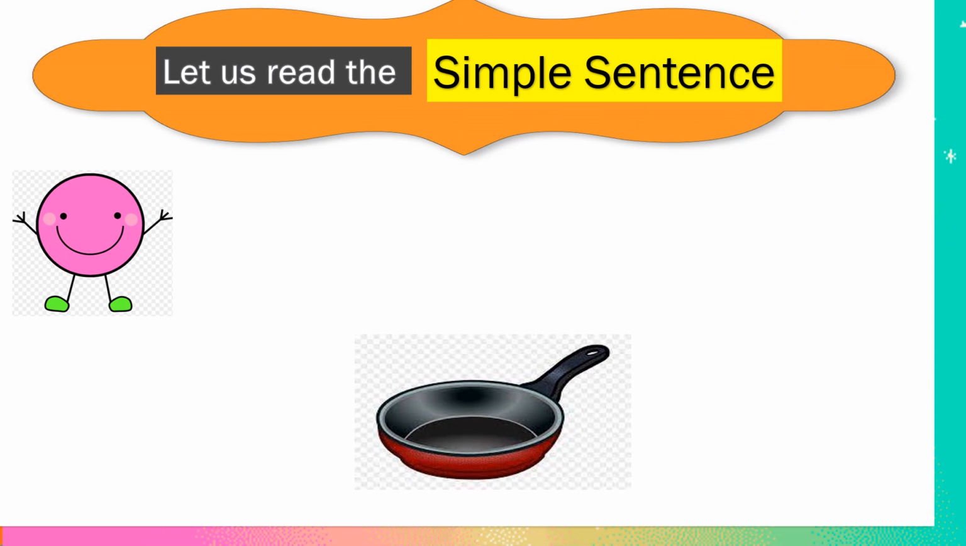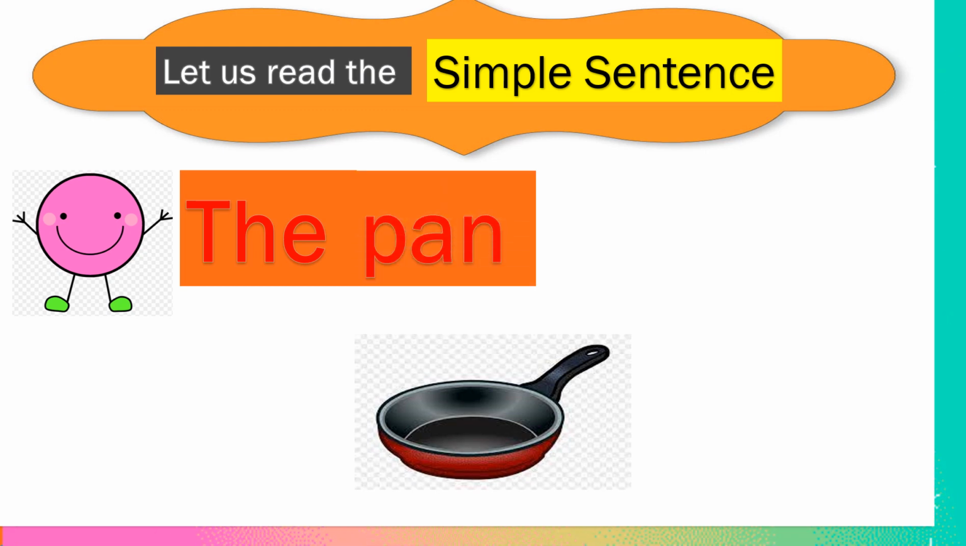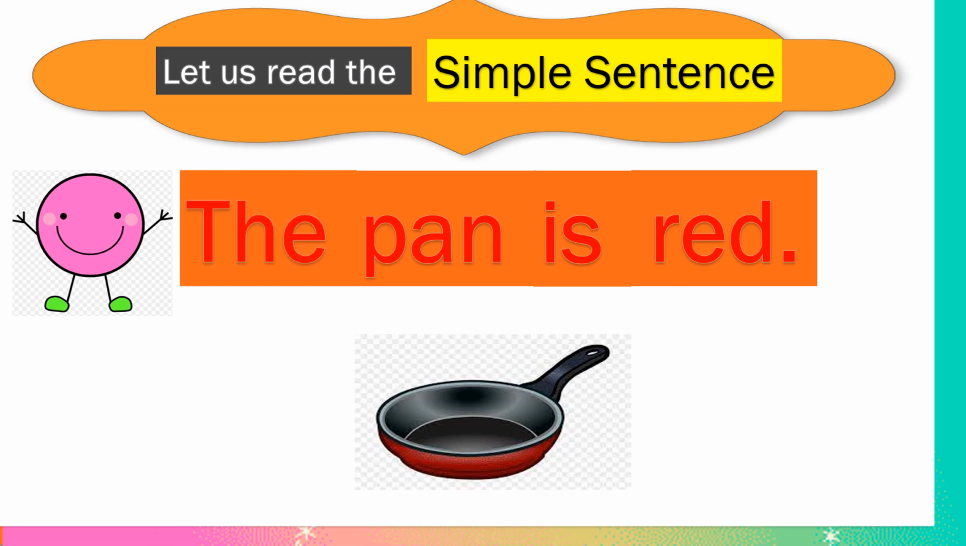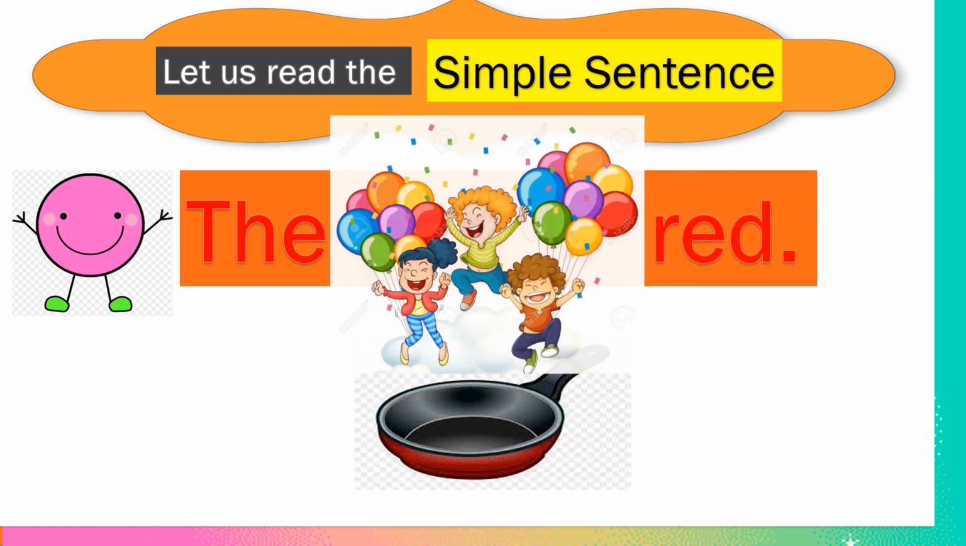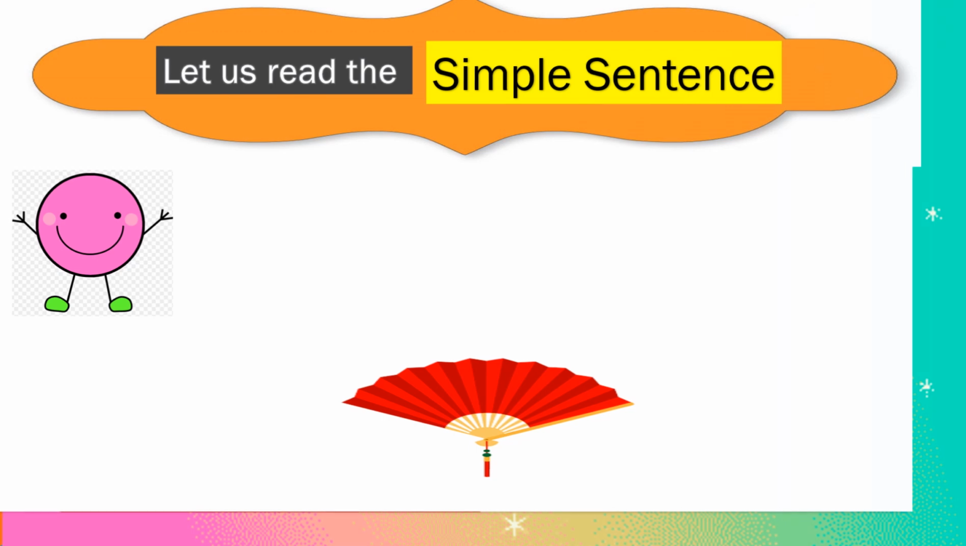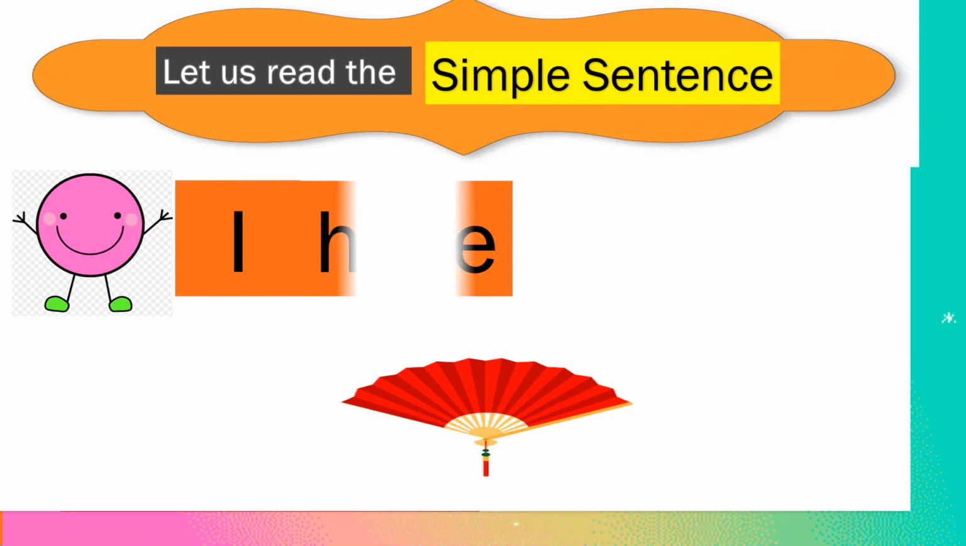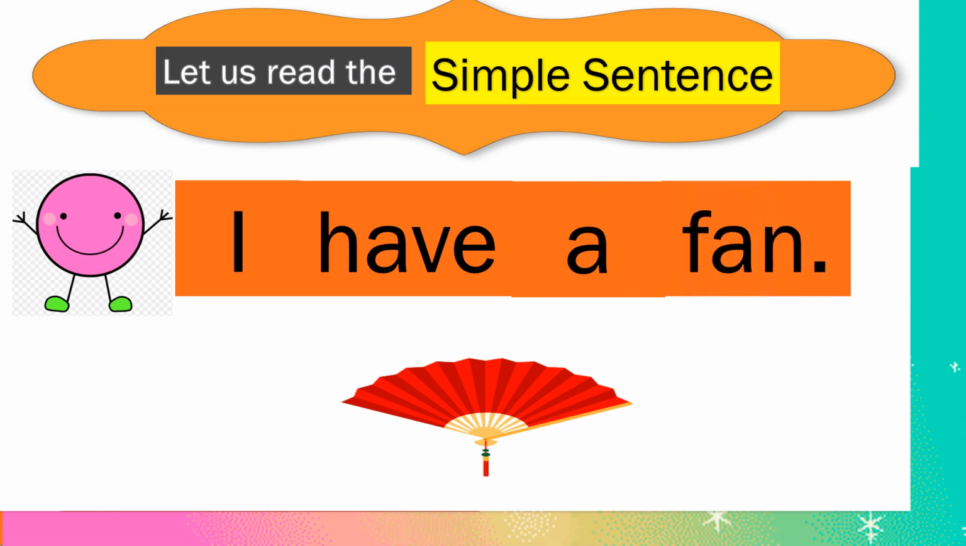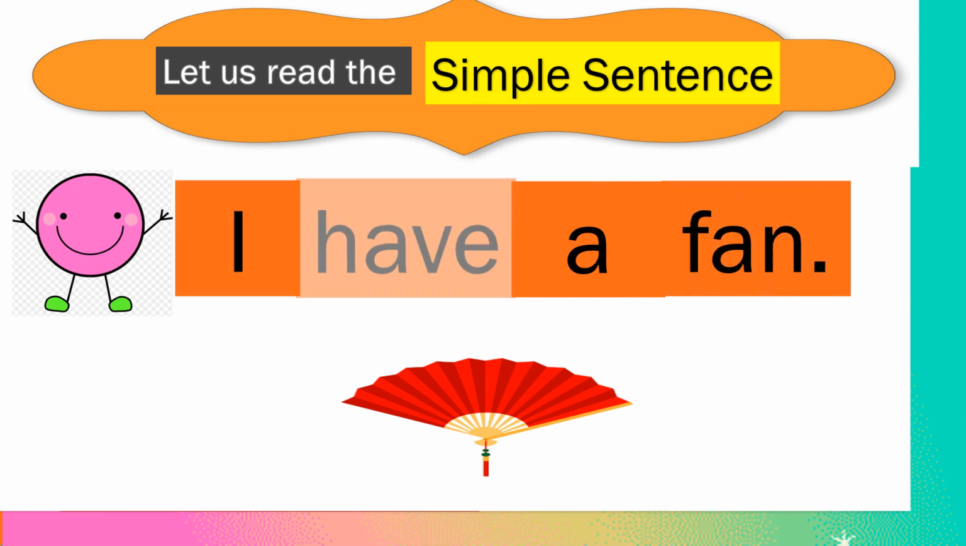I think you are ready now to read the simple sentences. Let's do it. The pen is red. The pen is red. Can you read it? I have a fan. I have a fan. Your turn.